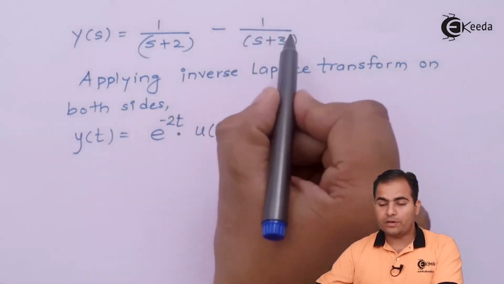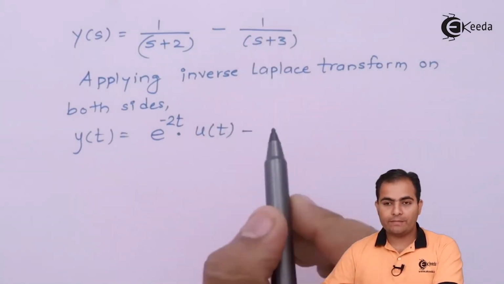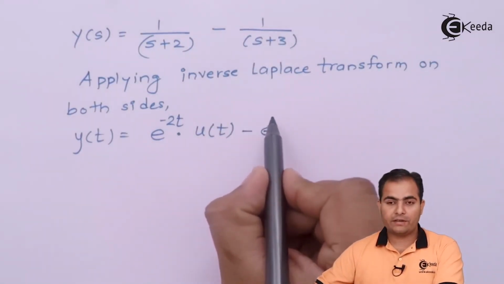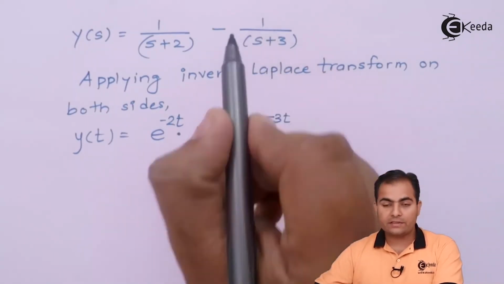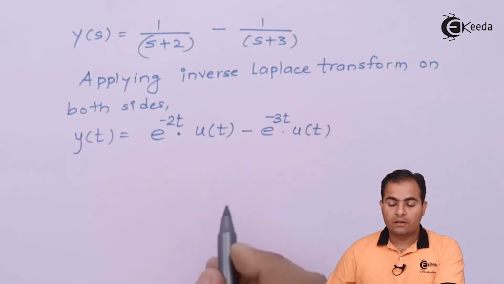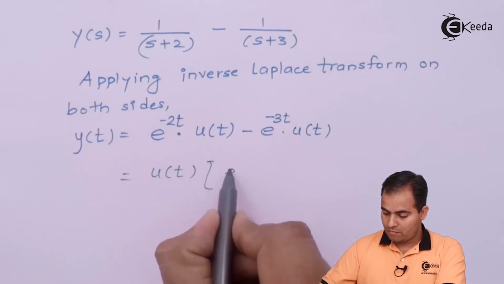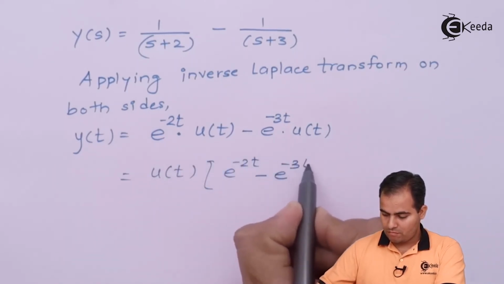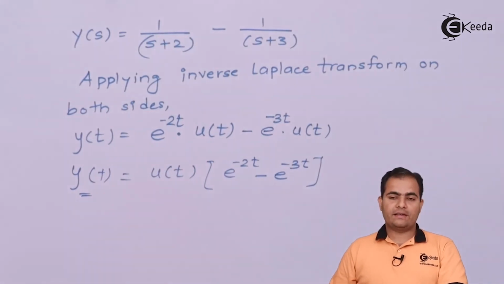Now we'll move on to the next. We have a minus sign, and then 1 upon s plus 3. Once again we will use the frequency shifting property, so minus 3 is multiplied with t, and the last one is 1 by s, which is nothing but the unit step response. Now you can take u of t common, and this is nothing but your result.